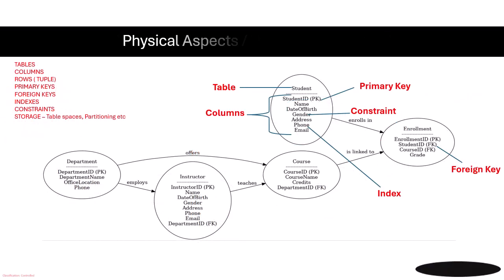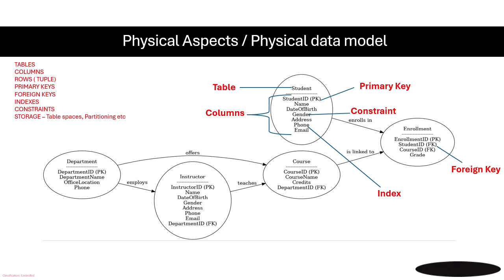The physical aspects of an RDBMS, or the physical data model, represent the implementation details of the data model. This will consist of tables, columns, indexes, constraints, etc. These are called database objects, and these are created in the database schema. A schema is something that holds all these database objects.